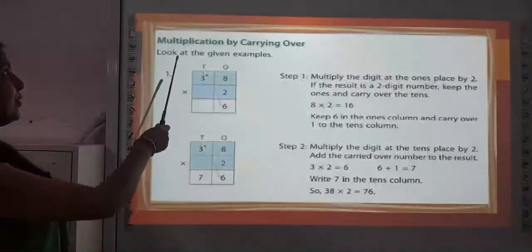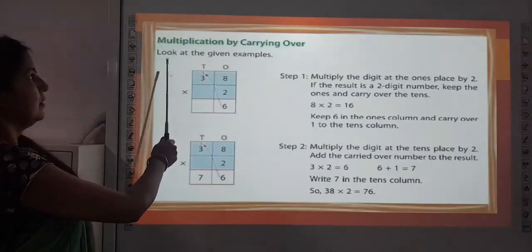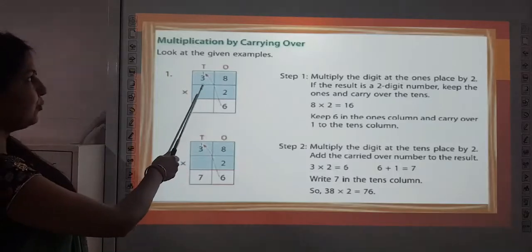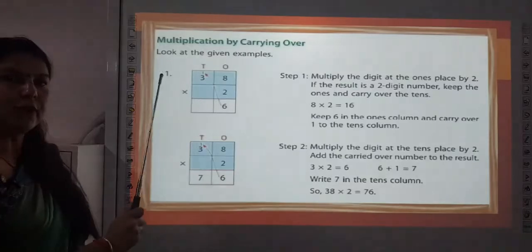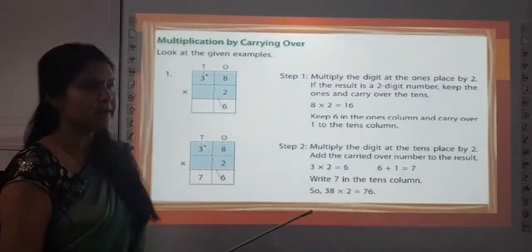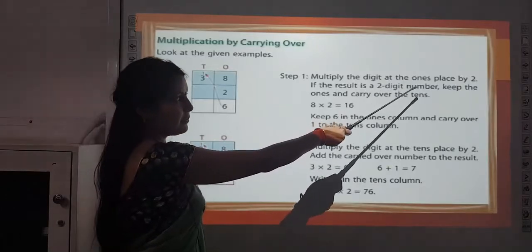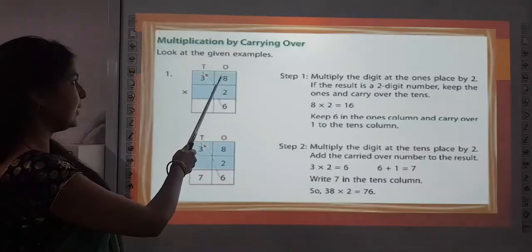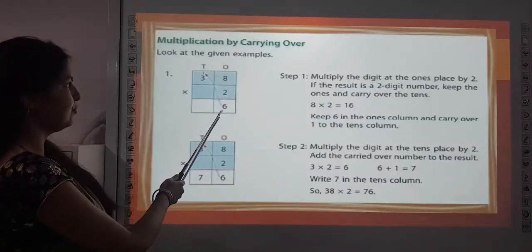Now we are going to solve multiplication by carrying over. Look at the given example. Here we are going to multiply 38 by 2. We have to follow some steps to solve these sums. Step 1, multiply the digit at the ones place by 2. Here children, you can see 8 is at ones place. So we are going to multiply 8 by 2.